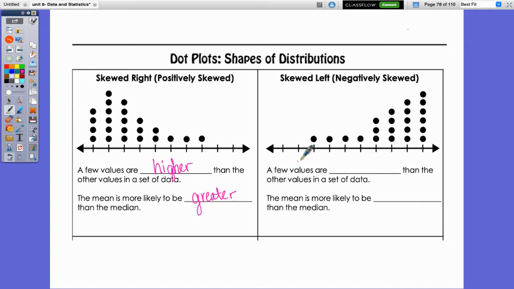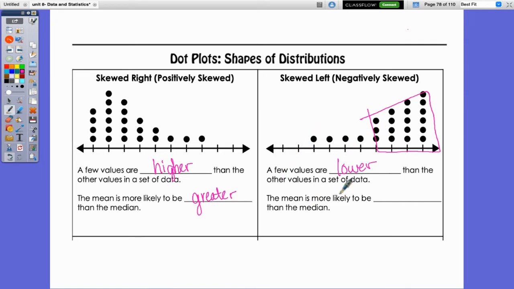Now this one over here, we have a ton of data over here on the right side, and then we have a few points on the left side. This skews our data to the left. These couple dots right here change everything. So a few of our values are going to be lower than the other values of our data set. You see most of our data is right here. These few data points mess up our data set.